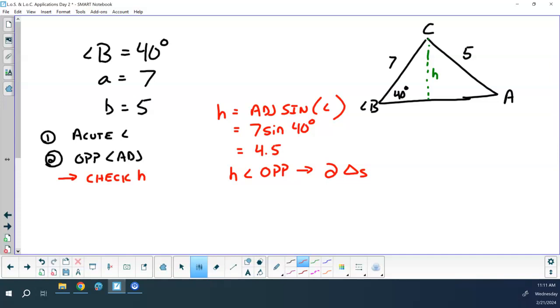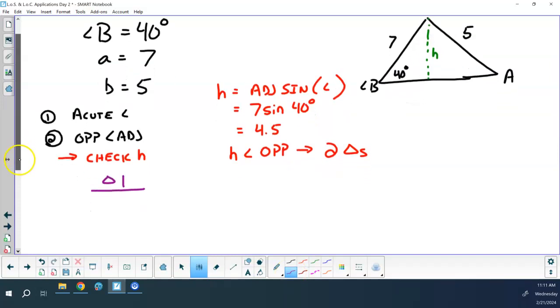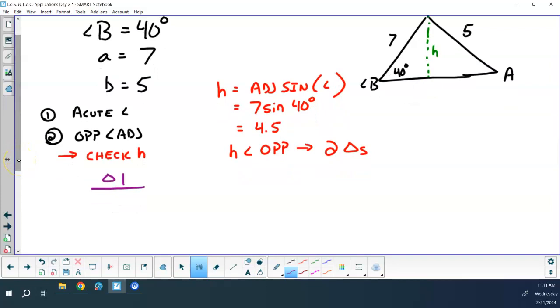Okay? So now let's get into it. Now let's go triangle number 1. So if I'm going to solve for triangle number 1, then that's going to give me the sine of 40 degrees over 5 is going to be the sine of angle A over 7. Does everybody agree with that?